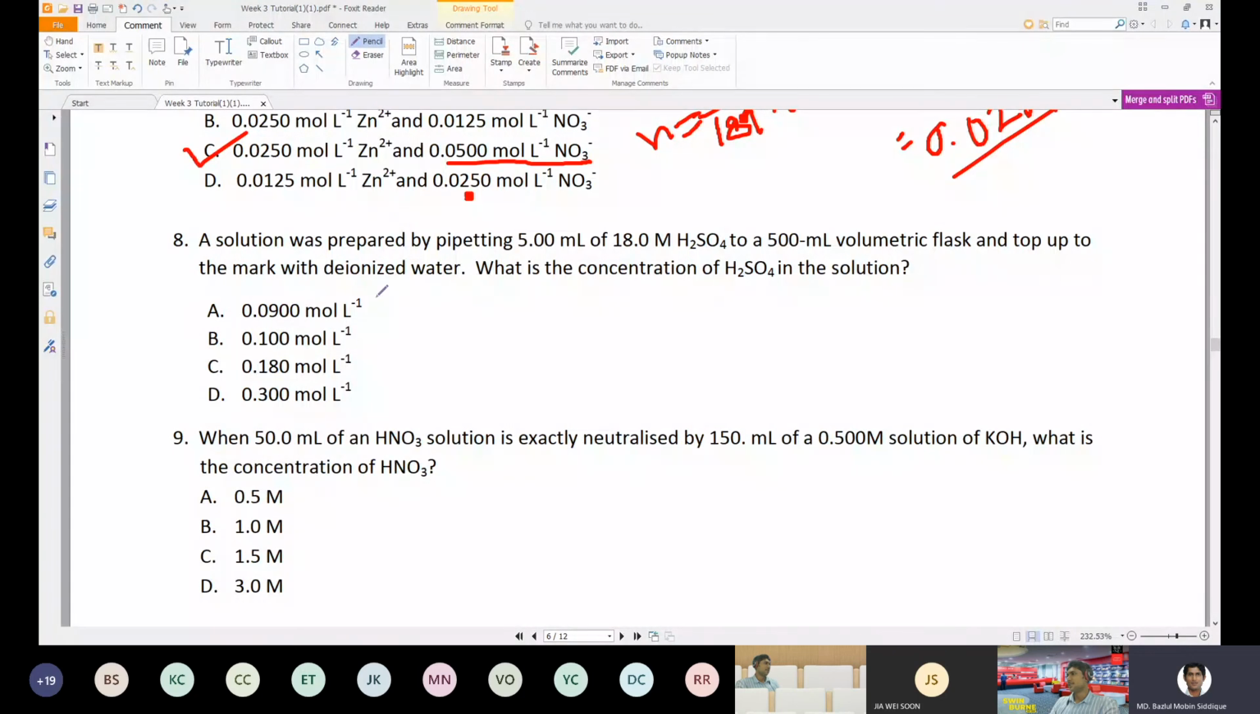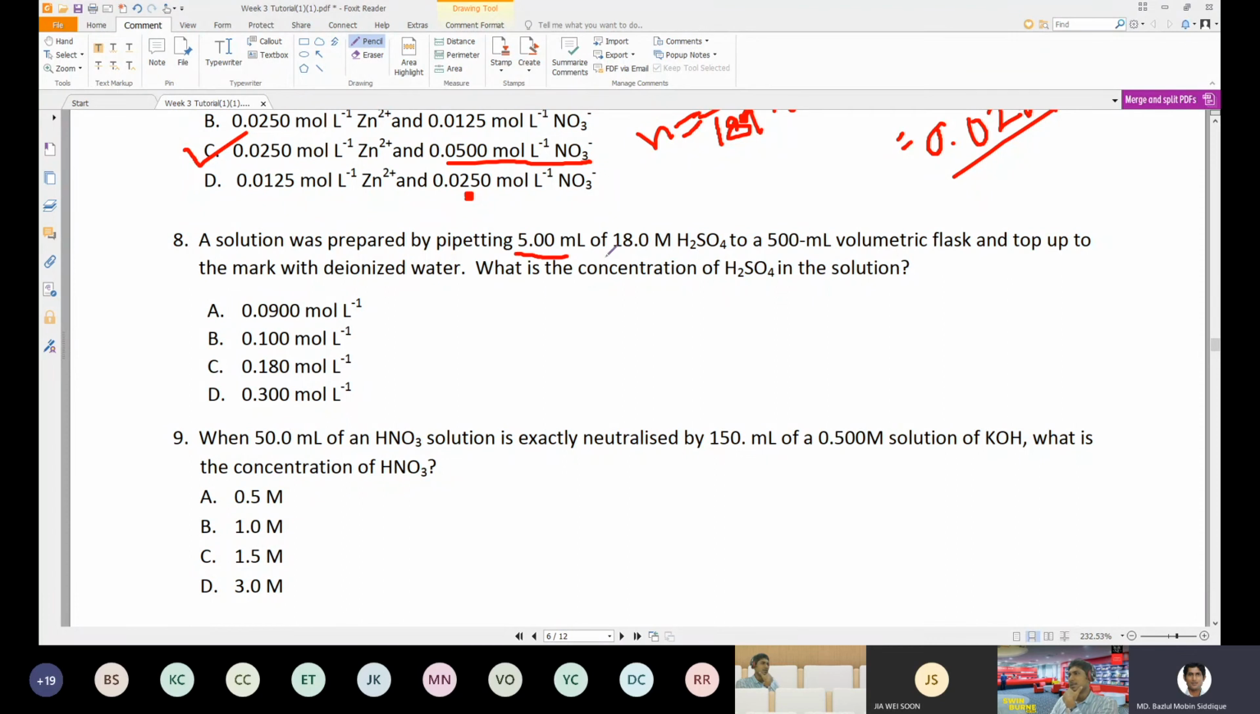Any question? All right. Question number 8. A solution was prepared by pipetting 5 milliliter of 18 molar sulfuric acid to a 500 milliliter volumetric flask and top up to the mark with deionized water. What is the concentration of sulfuric acid? Again, the concentration is asked, so I need to know the number of moles. How do I know the number of moles?